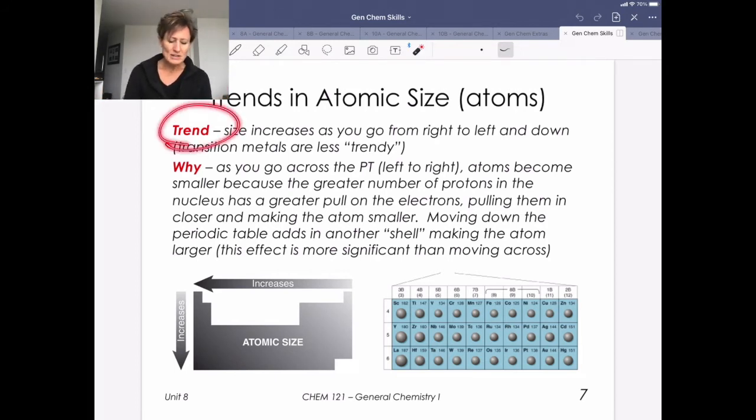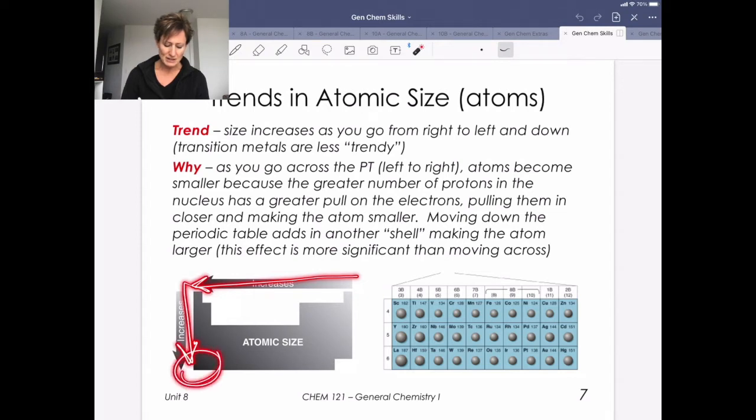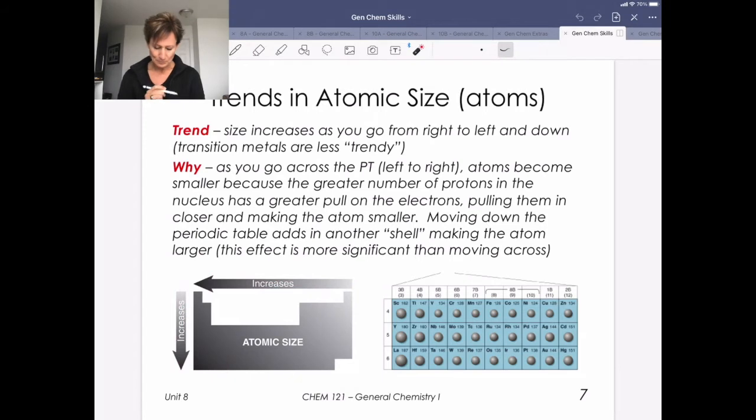So the trend that we see in terms of increasing size, or trends in atomic size, is that size increases as you go from right to left and increases as you go down. So these are going to be the largest atoms down here, the smallest atoms up here. And so again, the story that we're going to tell is this "why" piece. And the reason I tell you the why is that it can be easy to get some of these trends backwards. So if we remember why that trend happens, then we don't need to remember what that trend is.